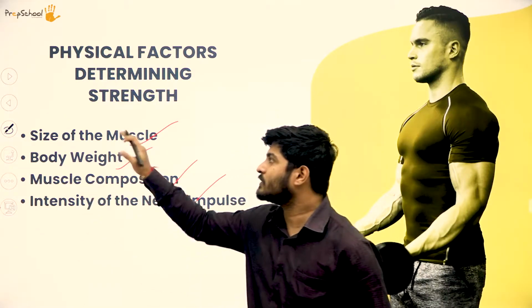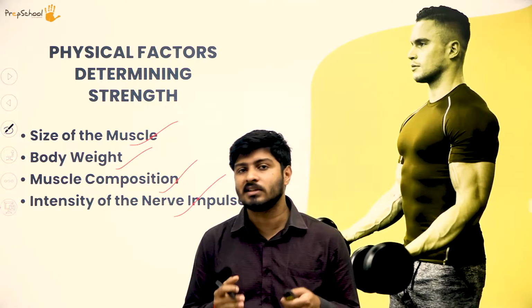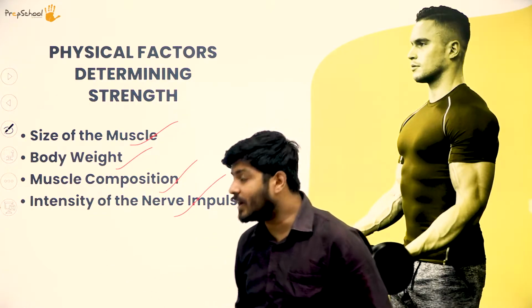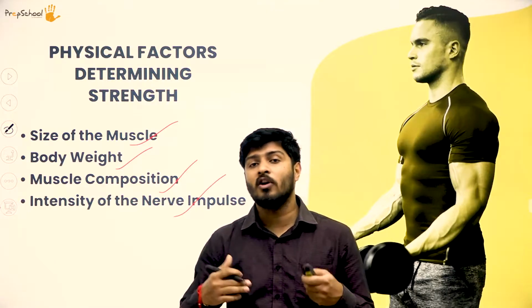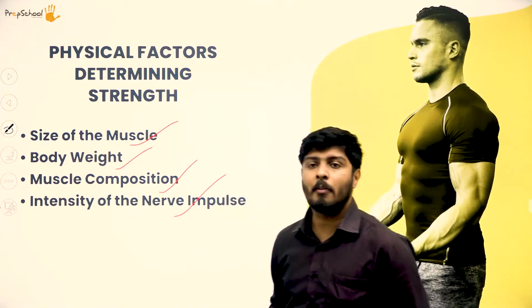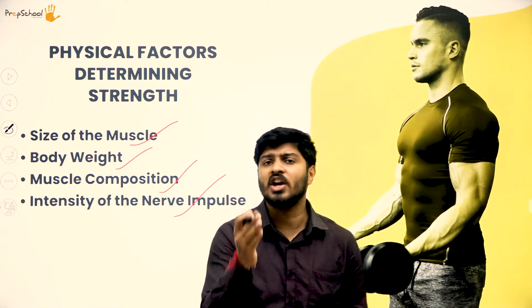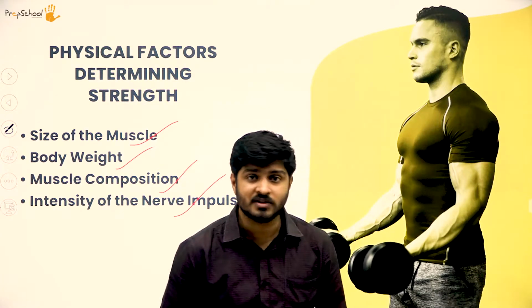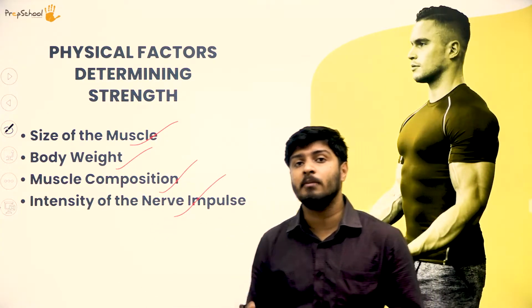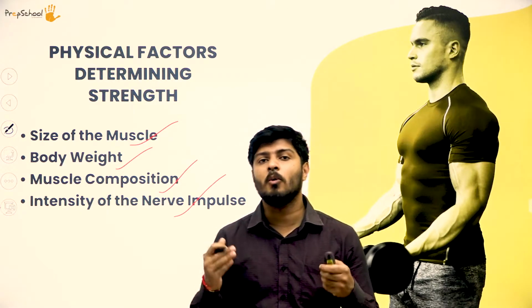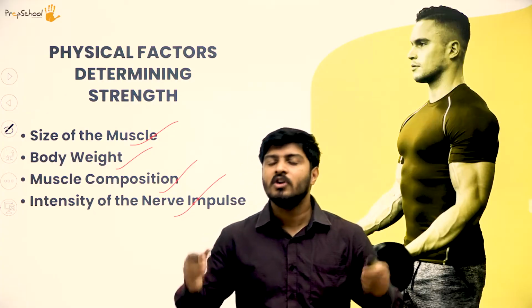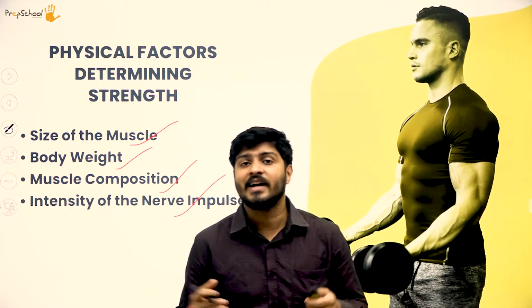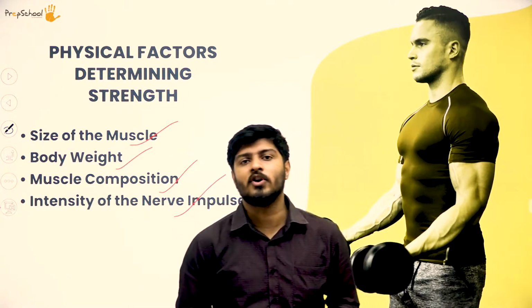Size of the muscle means how big the muscles are. Next, the body weight, what weight do you carry? Then you have muscle composition, what all your muscles are composed of? What is the ratio of your muscle? That will determine the ratio of fast twitch and slow twitch muscles. Then you have intensity of nerve impulse, which determines your neuromuscular coordination, how sharp you are, what kind of reflex you hold. So these are some of the factors that are responsible for the strength of a human body.